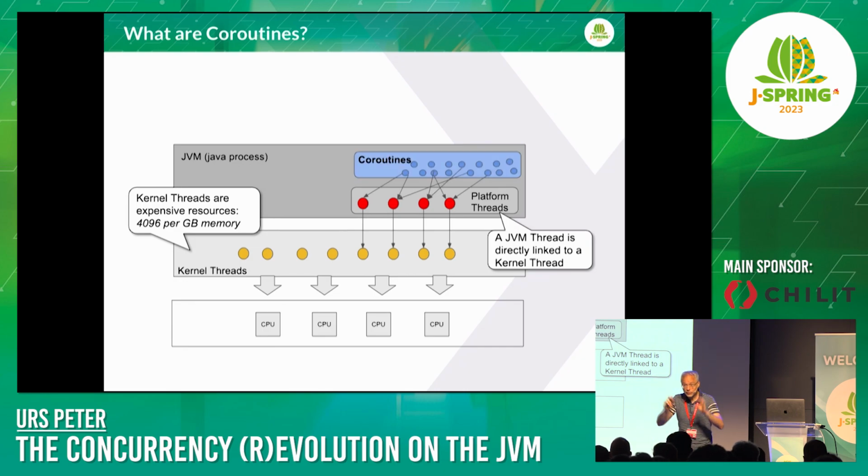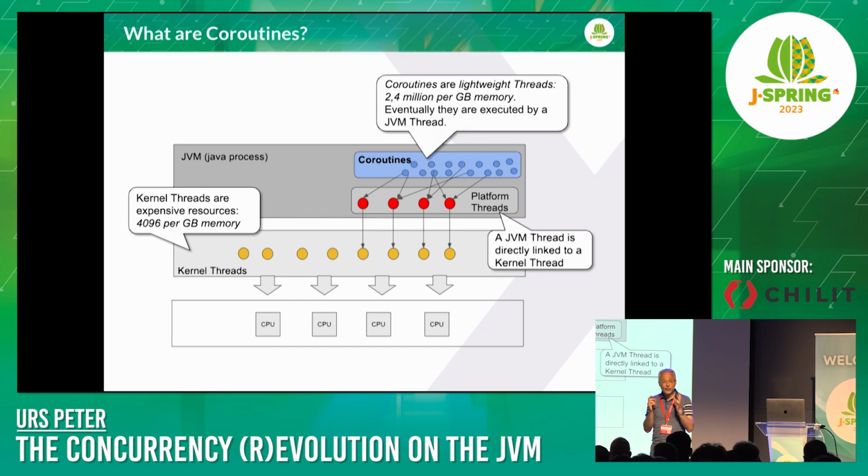Coroutines are simply a layer on top of threads that are much more lightweight. So you can have about 2.4 million coroutines per gigabyte of memory. Eventually, a coroutine needs to be executed by a thread, because when you want to execute stuff on a JVM, you need a thread, right? But a thread is not bound to a coroutine. So one thread can execute multiple coroutines, and a coroutine can be executed by multiple threads.